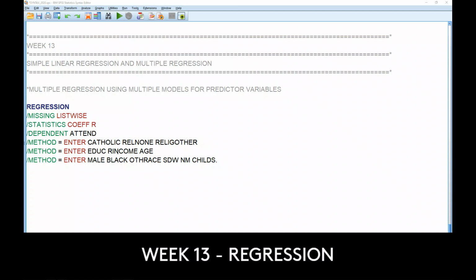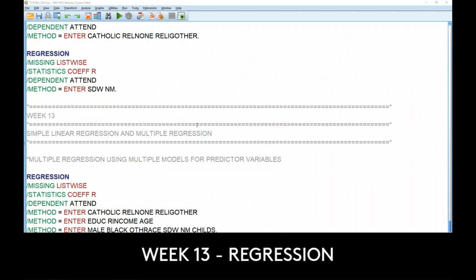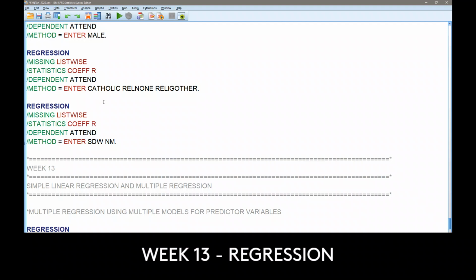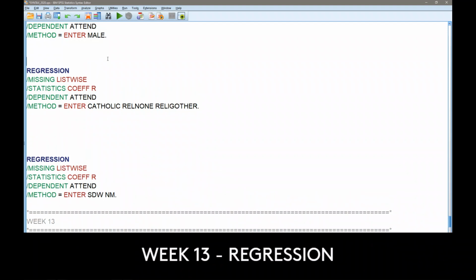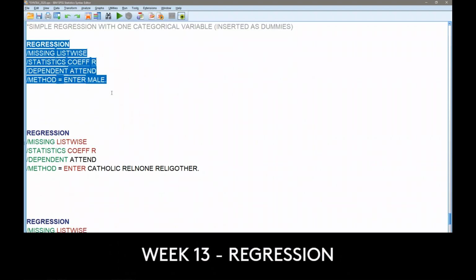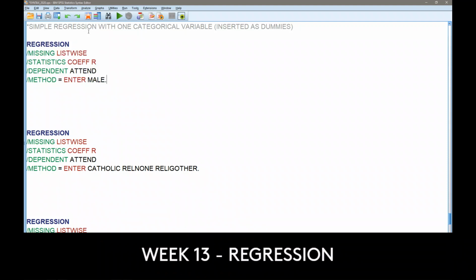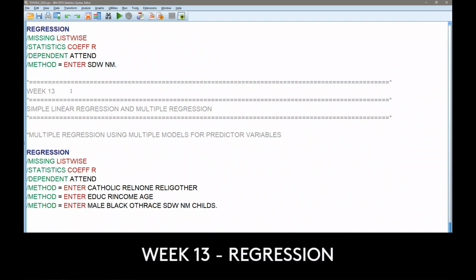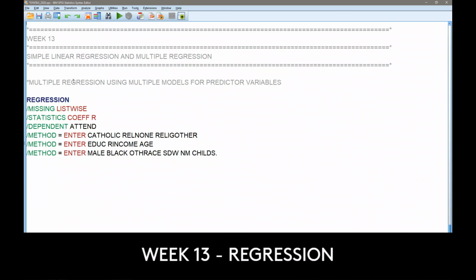Now, remember, when we are using simple linear regression, we are only looking at one independent variable predicting one dependent variable, okay? That's the nature of simple regression, right? Now, when we want to predict an outcome using multiple independent variables, we implement multiple regression, okay?